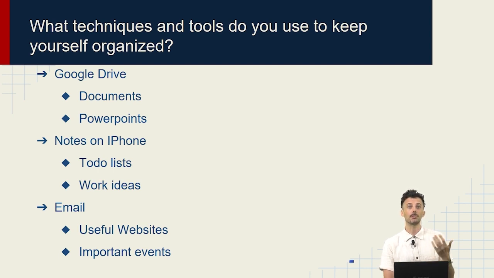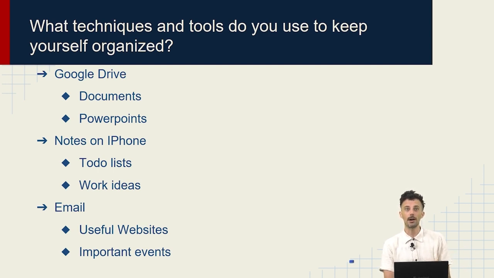For example, I make to-do lists of errands that I need to run, or of music projects that I'm going to work on. I also take notes on work ideas, like if I'm working on a music playlist for my bar, or keeping track of what meetings or what people I need to talk to. And finally, I use email to keep myself organized.